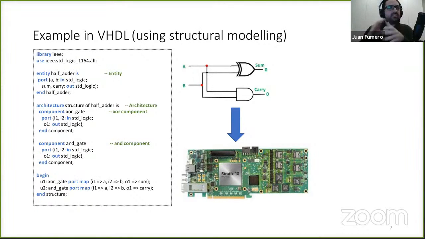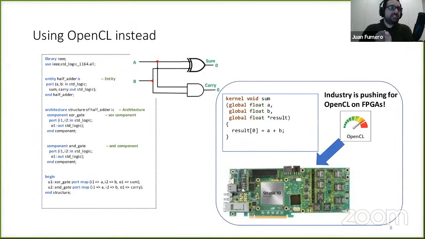This code, I'm not going to go into the details, shows how to program a half adder, A plus B. You define your entity, which means how many inputs and outputs you have, and then you define what to do with your inputs and outputs. For the sum, you need an XOR gate, and for the carry, you need an AND gate. Then this is physically translated to hardware. The good news is many FPGA vendors are providing high-level abstractions. One is OpenCL, so you can target OpenCL instead of Verilog and program the FPGA.